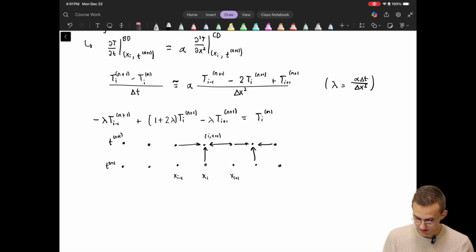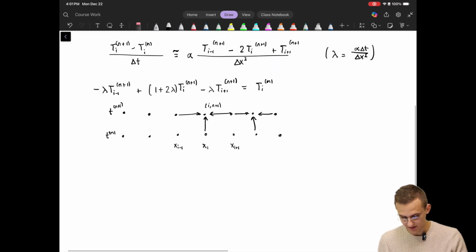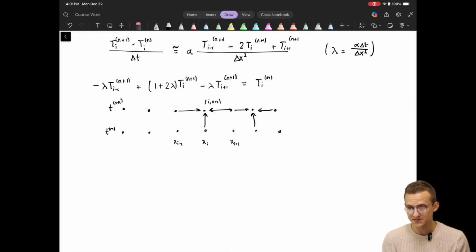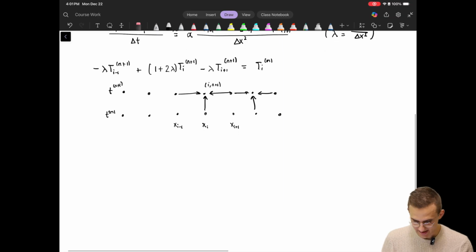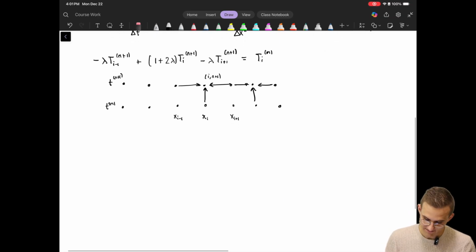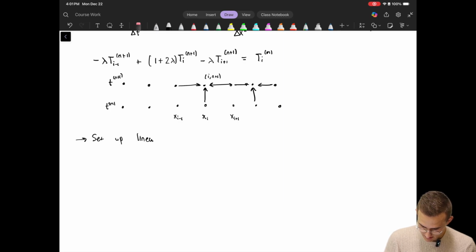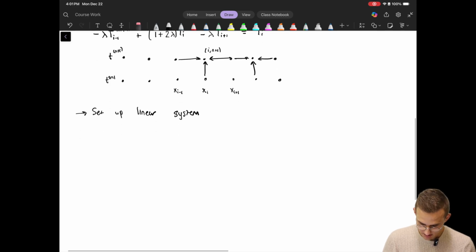Now, you can see right away that, at a given time step, we don't know what the next time step is going to look like. So we're left with this thing where we're going to have to solve for all of the next time step grid points simultaneously. So you might guess that we're going to have to set up a linear system here, and then invert the matrix, right?